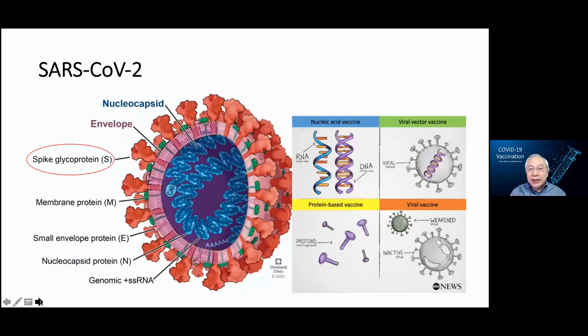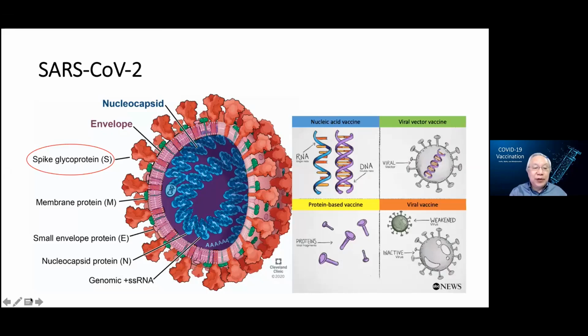So you see that this is actually SARS-CoV-2. The virus is like that. And the main thing we are interested in is the spike protein. That is where all the vaccines are targeting. And SARS-CoV-2 is actually very closely related to the SARS virus. You may call it a cousin. That's why it's SARS-CoV-2.